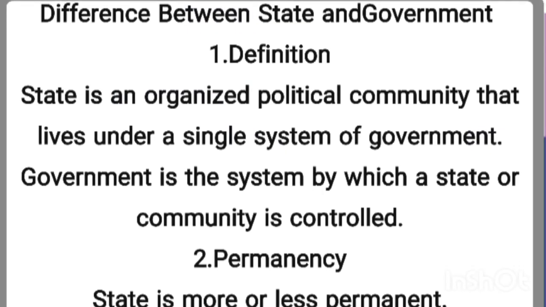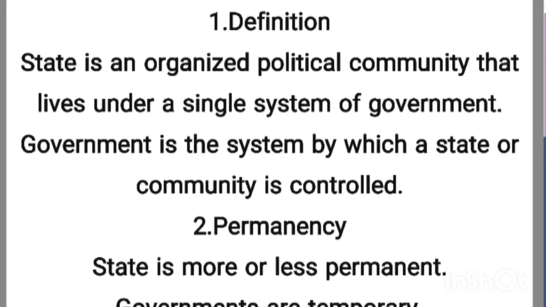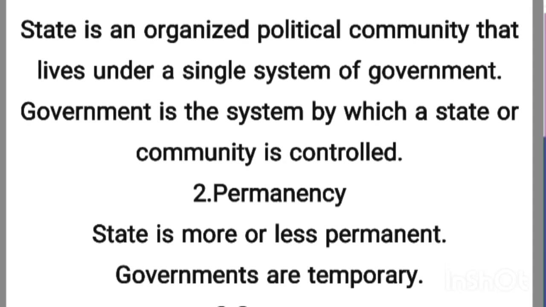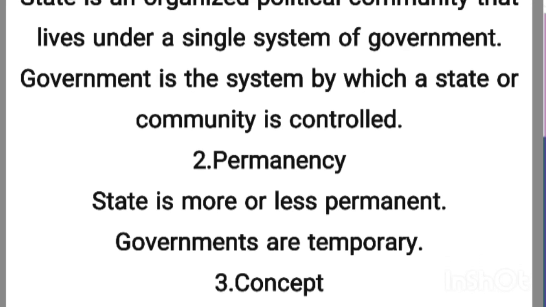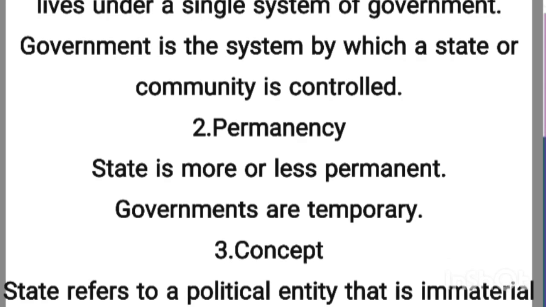Difference between state and government. First difference lies in its definition. Definition of a state: a state is an organized political community that lives under a single system of government. Definition of a government: a government is the system by which a state or community is controlled.